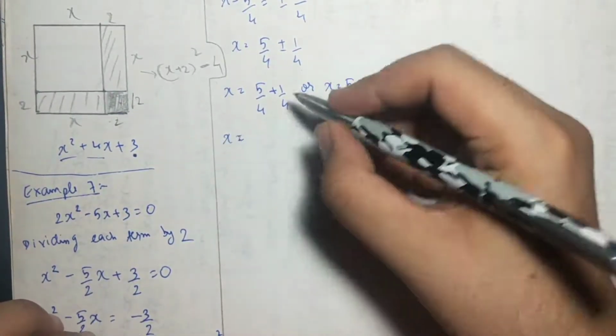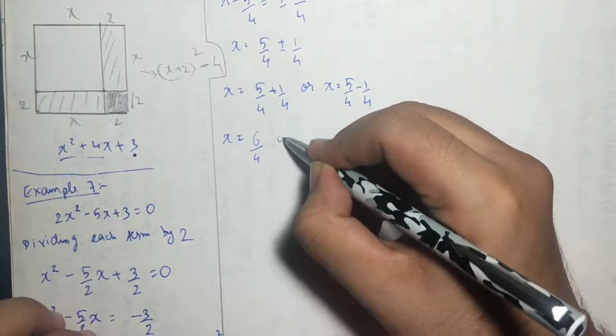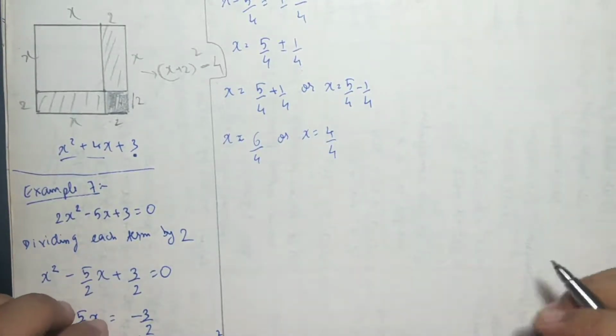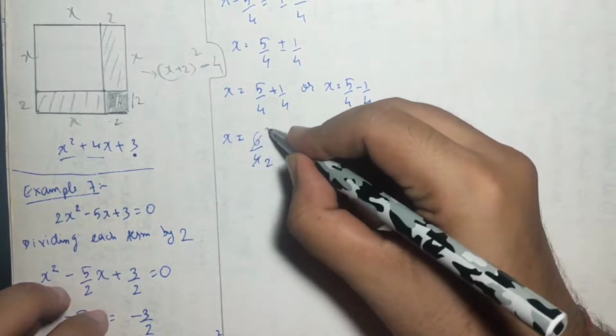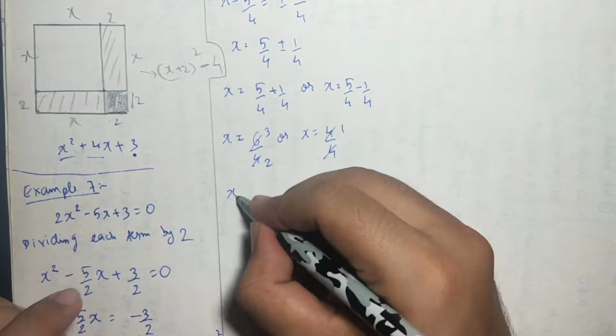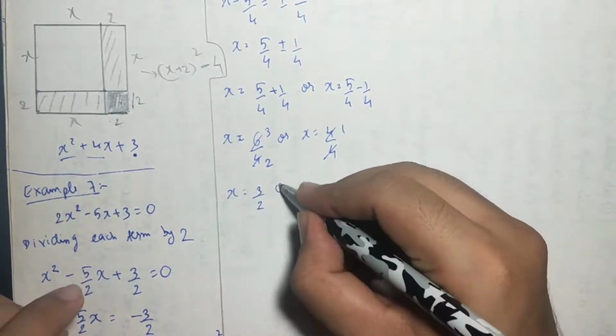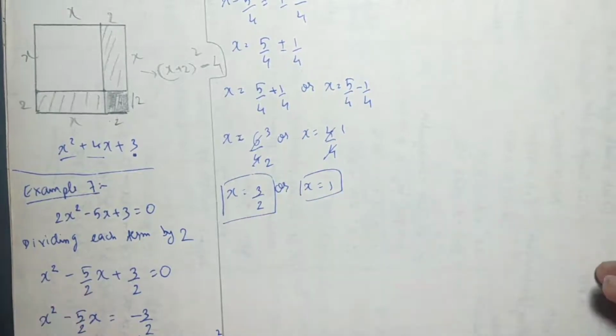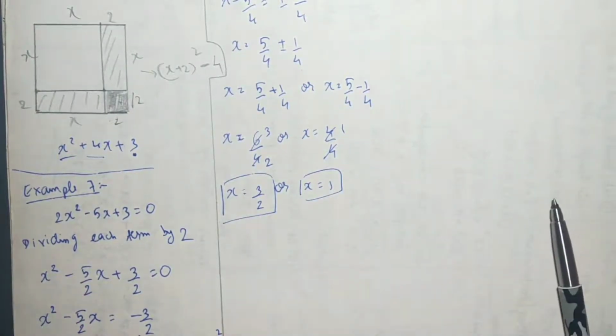So x will be equals to, this will be 6 by 4, or x will be equals to 4 by 4. This gets cancelled out: 2 2s are, 2 3s are, 4 4s cancel out, 4 4s are 1. So x will be equals to 3 by 2, or x will be equals to 1. These are the two answers. See, I want to explain this again, but I will take another example.